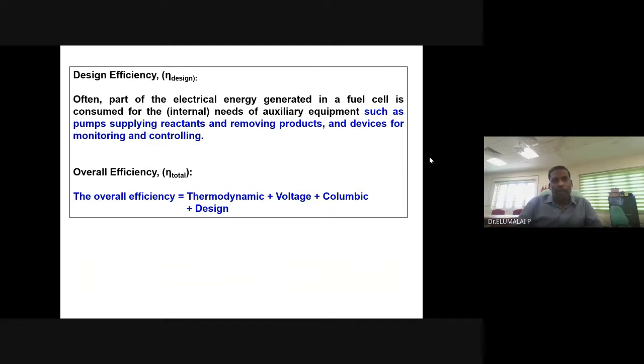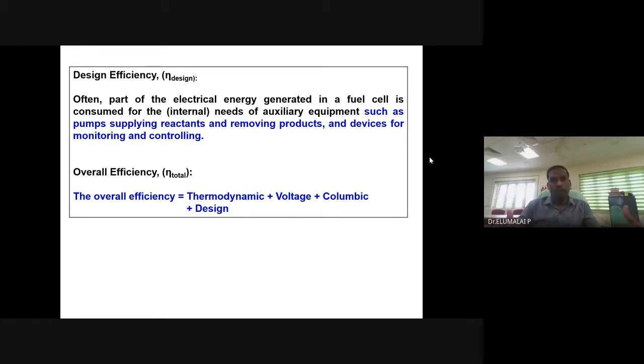So there are other parameters to define or characterize fuel cells. Design efficiency. We have already seen several efficiencies. What is design efficiency? It's not just one fuel cell. We need to have many cells connected in series and parallel. There is auxiliary equipment: compressor, thermal management unit, water management unit, fuel reformer. All these require energy to be utilized.